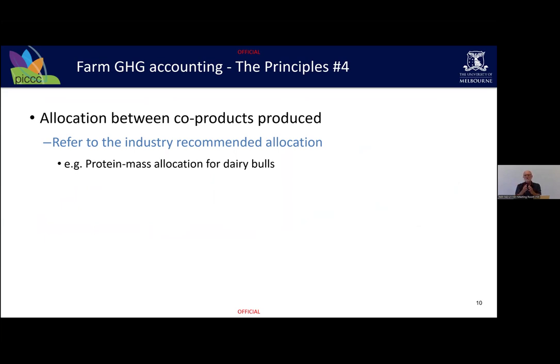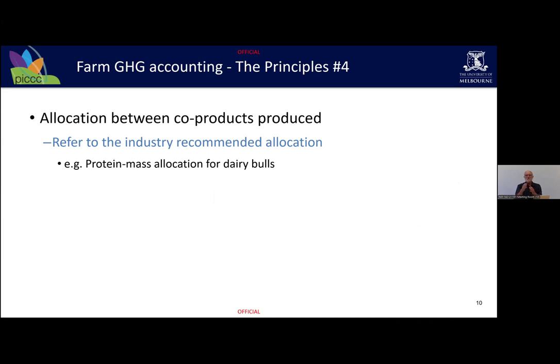I've given you one example, protein mass allocation. We use it to say how much protein was required to grow a kilogram of wool, how much protein was required to grow a kilogram of prime lamb. Let's use that proportion, that mass proportion, to split the emissions between the two and report them separately. Nothing's perfect here. You can't do it on an economic basis because that's spurious, but you could do it on an energy basis or a protein basis.